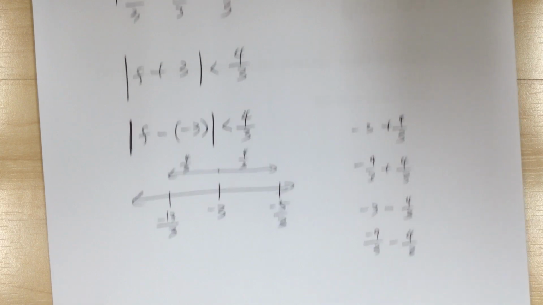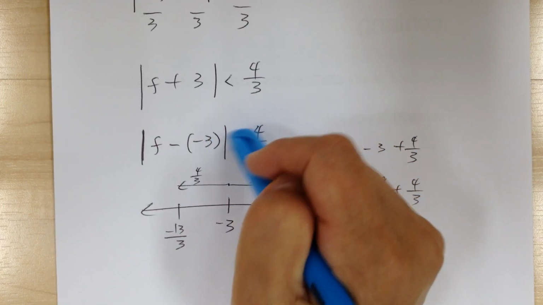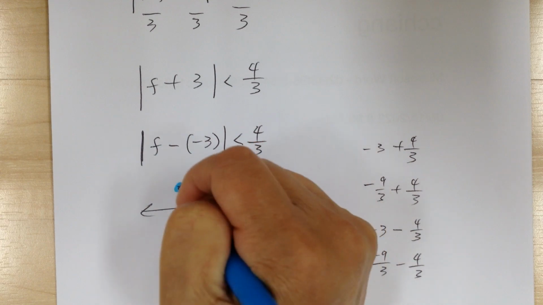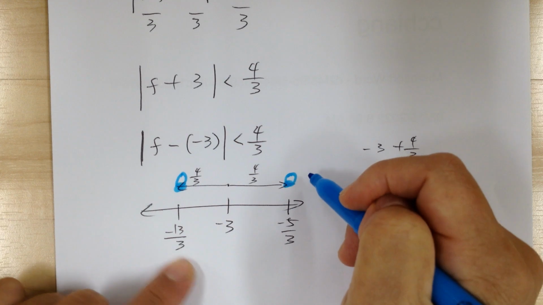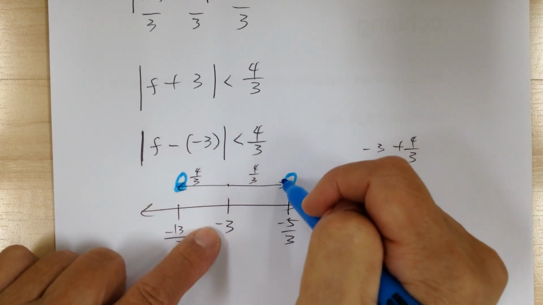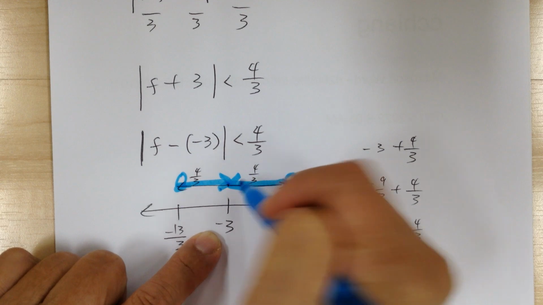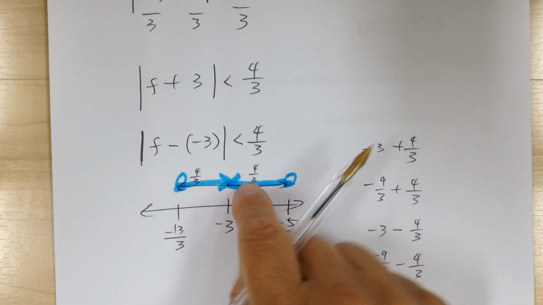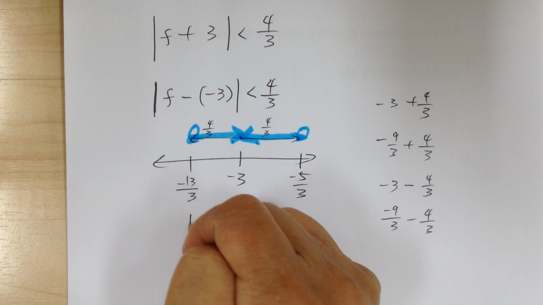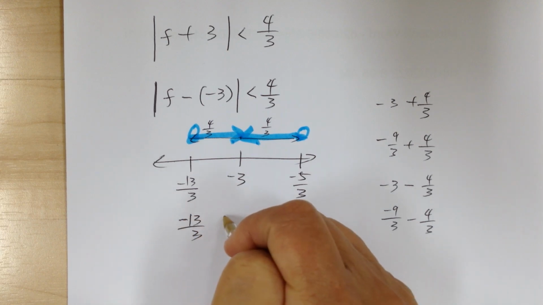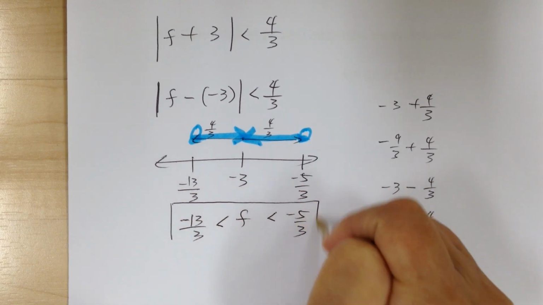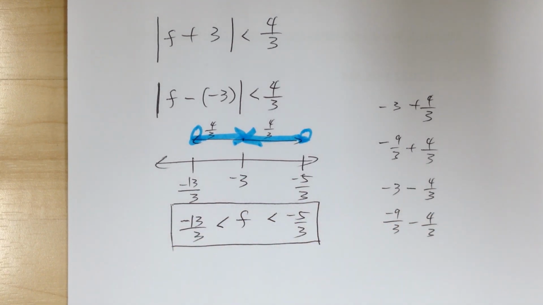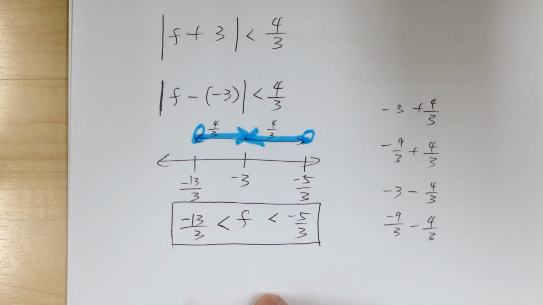And then this is going to point toward the starting point. So here are your points. Okay? Actually, it's an open circle because of that. So it's going to be an open circle. Then it's going to point toward the starting point. So you have to go this way, you have to go this way. Okay? So based on this final picture, your answer would be negative 13 over 3 is less than f less than negative 5 over 3. Okay, let's go to the next one.